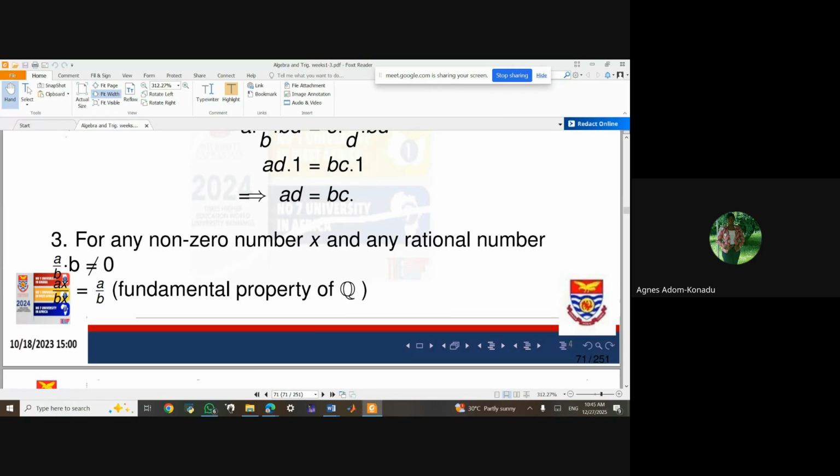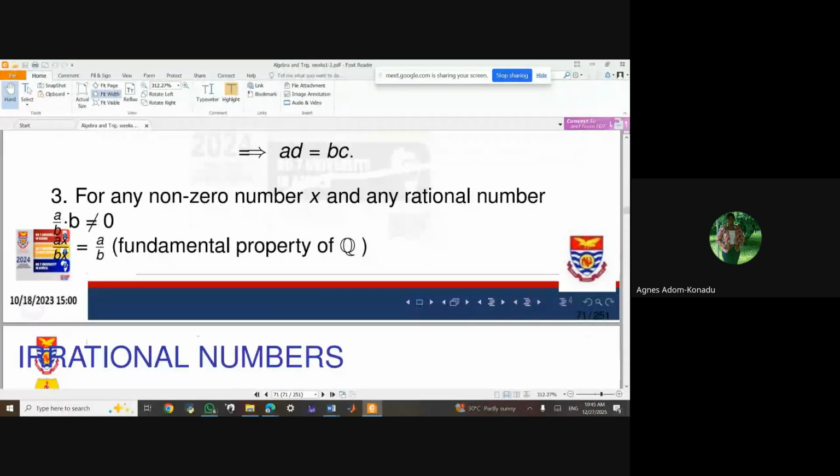Now for any non-zero number S and any rational number A over B, where B is not equal to 0, we have what we call the fundamental property of rational numbers. It says that if I multiply A over B by S over S, I will get A over B itself. So A times S over B times S is equal to A over B.